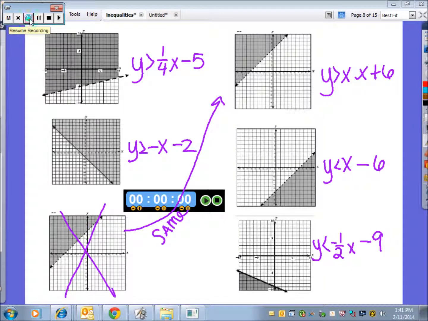Here are the rest of the answers. You'll notice that you have 2 graphs that are exactly the same. You can just toss out the duplicate graph.